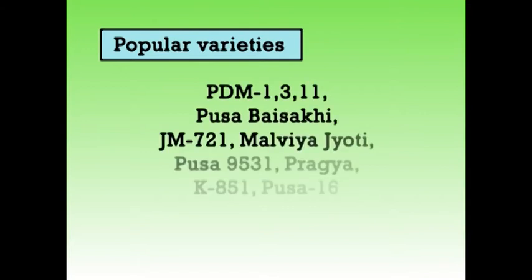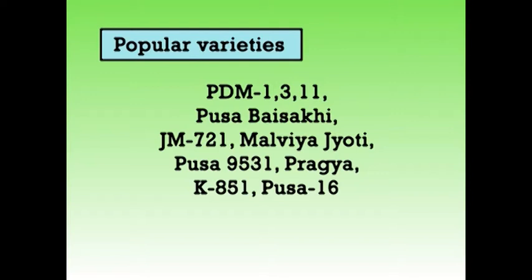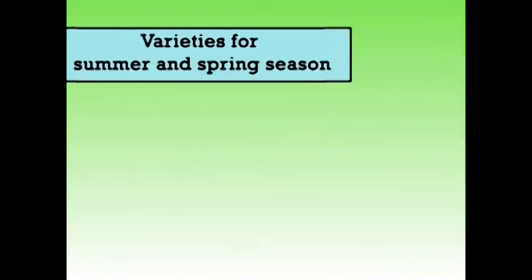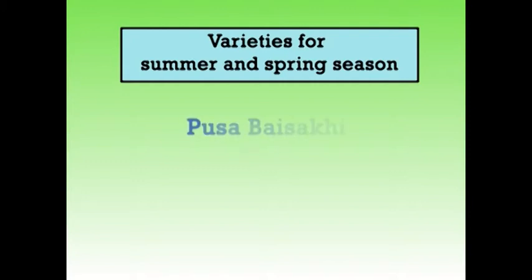Next we have is about the popular varieties. Some popular varieties are PDM 1311, Pusa Vaisakhi, JM721, Malviya Jyoti, Pusa 9531, Pragya, K851, Pusa 16. As the summer and spring season crop, Pusa Vaisakhi and PS16 can be raised successfully.